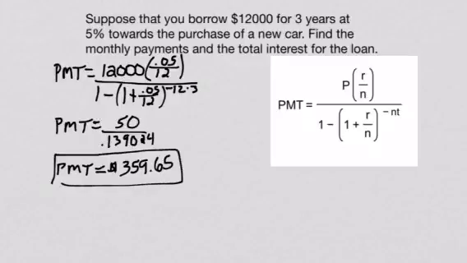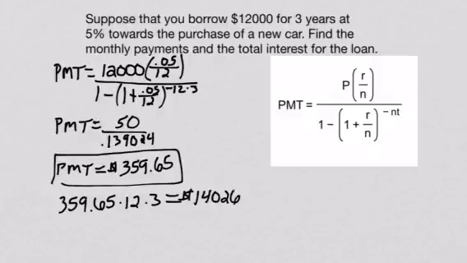Alright, now we want to figure out how much total interest we're going to have to pay for the loan. First we have to figure out how much money we're going to pay over these 3 years. So if I'm paying $359.65 per month, for 12 months in a year, over 3 years, so $359.65 times 12 times 3, that's going to give me a total of $14,026.35. Well, we only had to borrow $12,000.